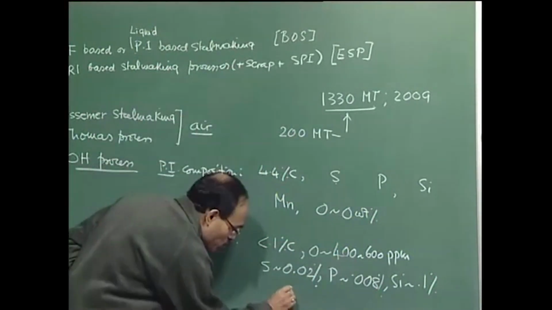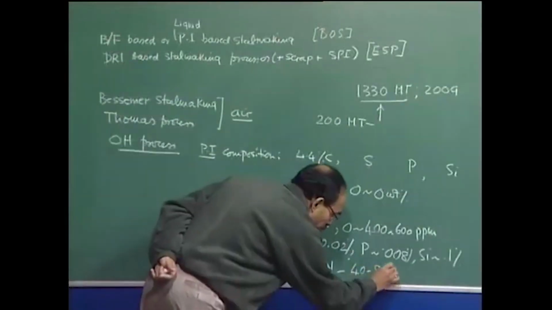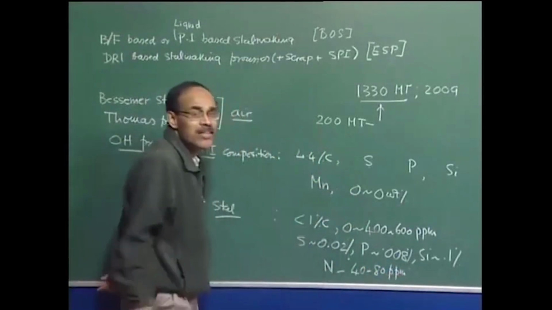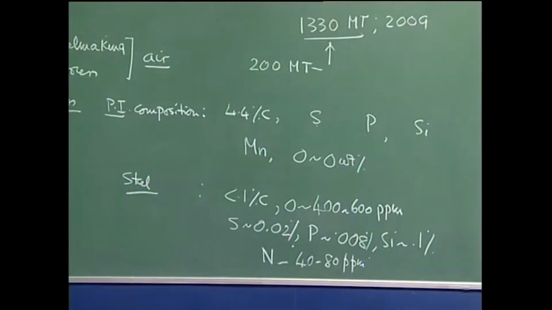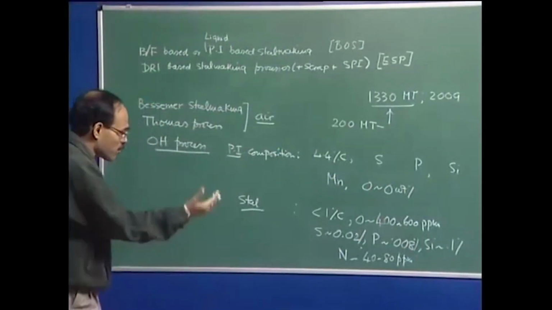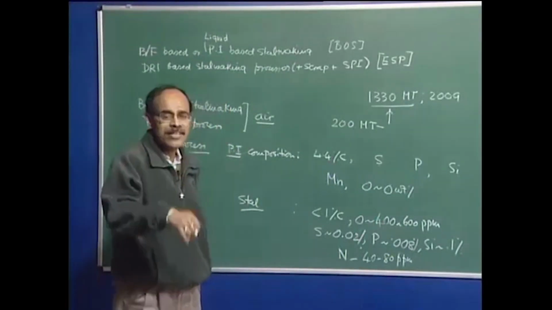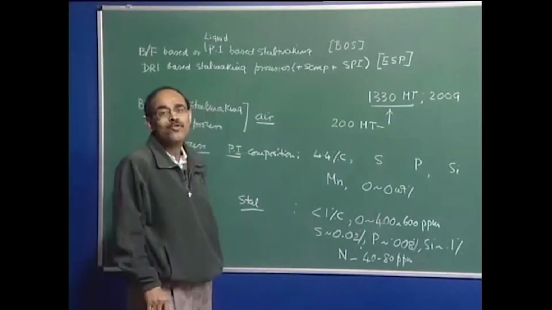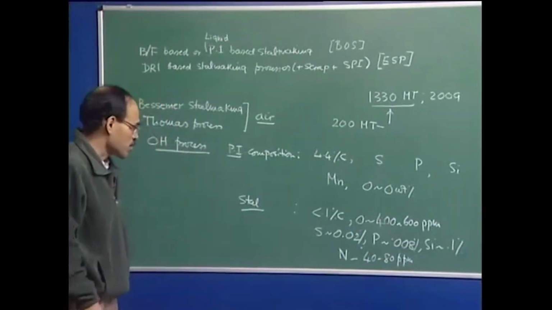You can have nitrogen also, and nitrogen could be 40 to 80 ppm. Where does the nitrogen come from? Nitrogen is absorbed during the tapping operation. So, when you empty the furnace, the molten steel comes from the furnace and falls into the ladle. It interacts with the ambient atmosphere, and thereby oxygen and nitrogen pass into it. Sometimes, if you have moisture in the environment, or if your raw materials are hygroscopic, you can have some hydrogen pickup also, and the level of hydrogen could be 2 to 5 ppm depending on the plant conditions.